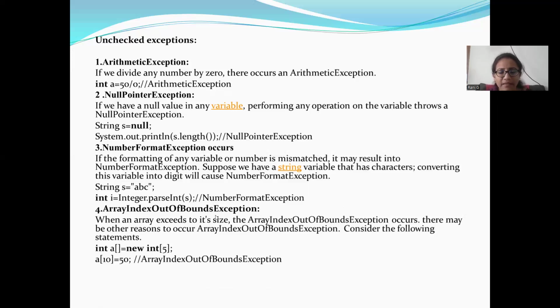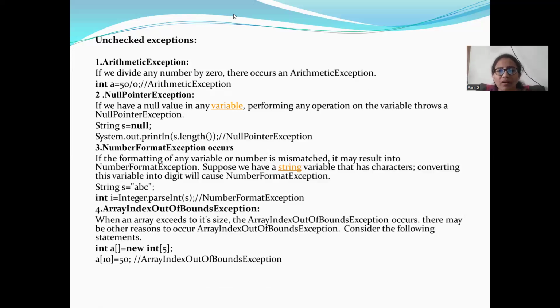Next is the array index out of bound exception. Array index out of bound exception is nothing but when an array exceeds its size. When the array exceeds its size, at that time it will throw an array index out of bound exception. There may be other reasons also for array index out of bound exception. See this. In A, here we are declaring the size of the array as 5. But we are using array of 10 equal to 15. The size we have declared is 5 and we are using 10. So at this time, it will throw an array index out of bound exception.